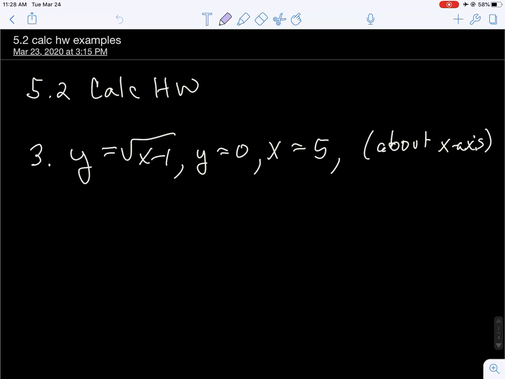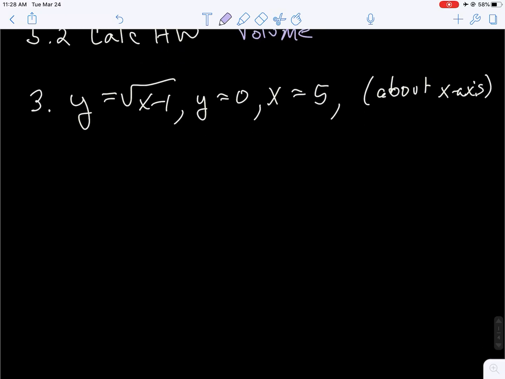Okay, so here are some volume problems. The key to these volume problems, very similar to the way that we do our area problems, is you have to have an accurate picture of what's happening. So that's a good place to start, okay? So let's take a look at what we've got here.